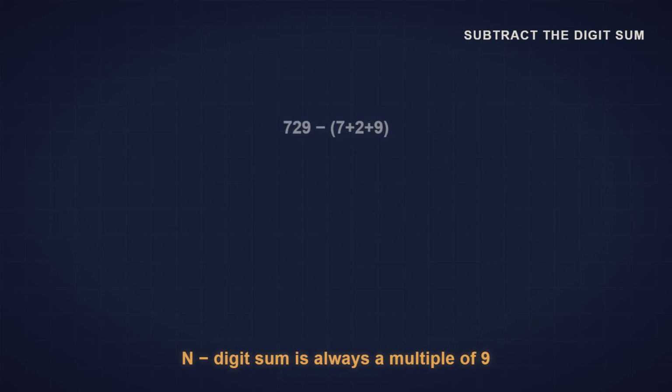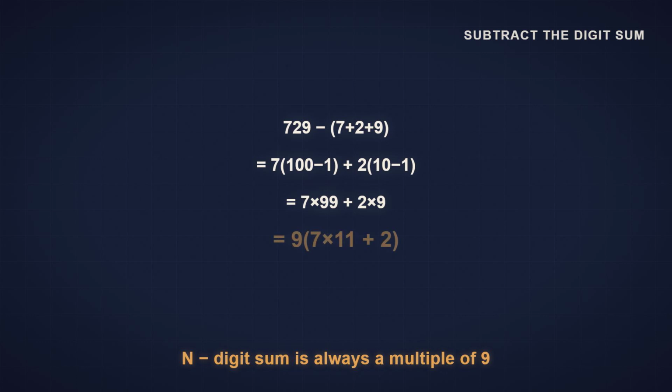Subtract the digit sum from the original number. For 729, subtract 7 plus 2 plus 9. Group by digits. 7 times 100 minus 7 plus 2 times 10 minus 2 plus 9 minus 9. This equals 7 times 99 plus 2 times 9. Every term contains a factor of 9, so the difference is divisible by 9. If two numbers differ by a multiple of 9, they must have the same remainder.